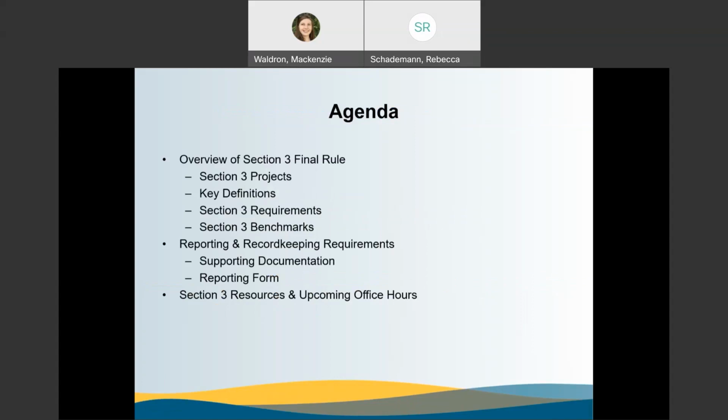During this presentation, we plan to cover the following: an overview of the new rule, including what projects qualify as Section 3, new key definitions, Section 3 requirements, benchmarks, and then a deep dive into the reporting and record-keeping requirements, including the necessary supporting documentation and reporting in our grants management system, Amplifund. We'll also provide Section 3 resources related to DED Section 3 resources and HUD Section 3 resources, and let you know about upcoming office hours that we plan to have to go over the Section 3 final rule.